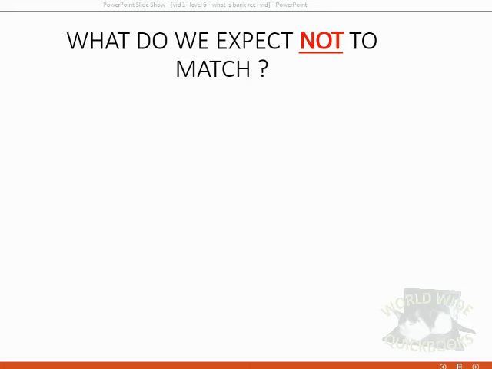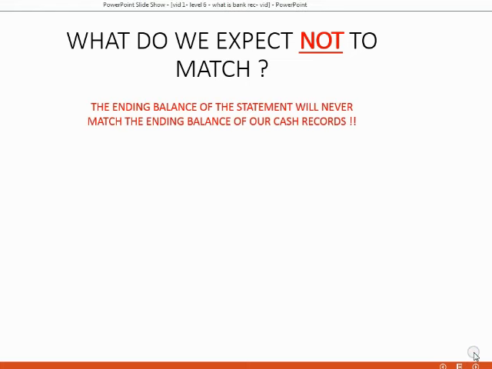Let's first talk about the things that we expect will not match in both the bank statement and the general ledger account cash. First of all, the ending balance of the statement will never match the ending balance of our cash records. That is because there will always be two things on the statement that will not be in our general ledger account cash, and there will always be two sets of things in our general ledger account cash that will not show up on the statement. That's why the ending balance never matches before we do the process of bank reconciliation.